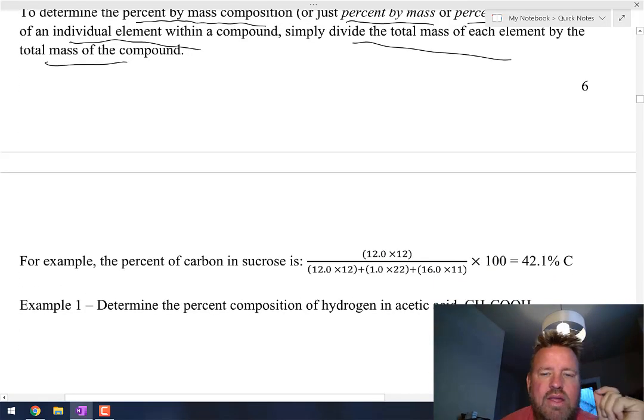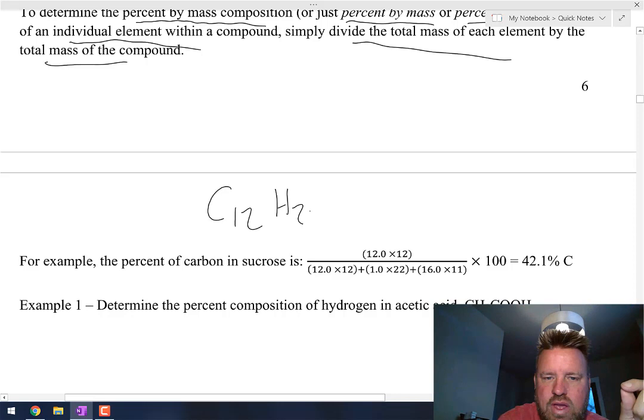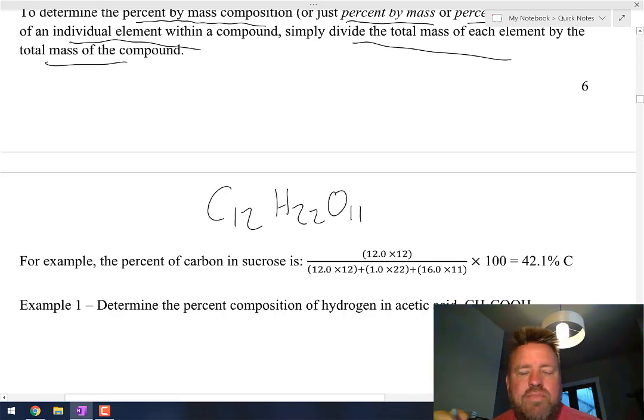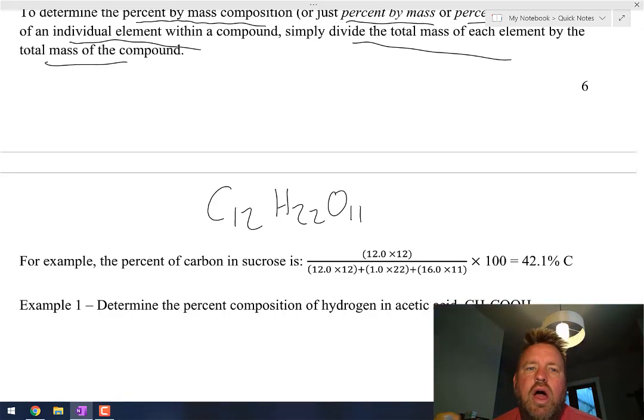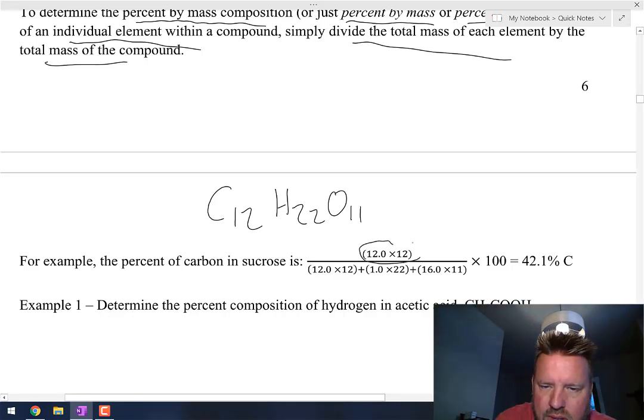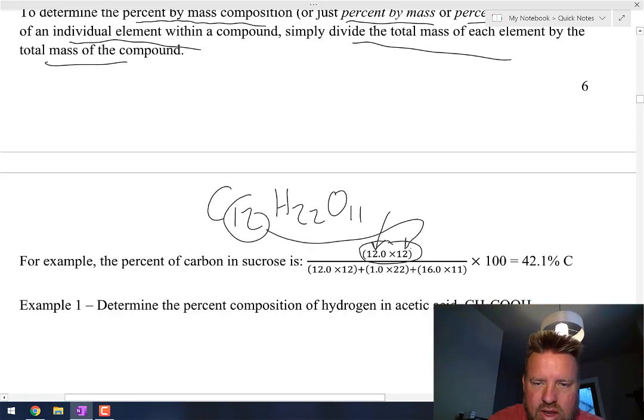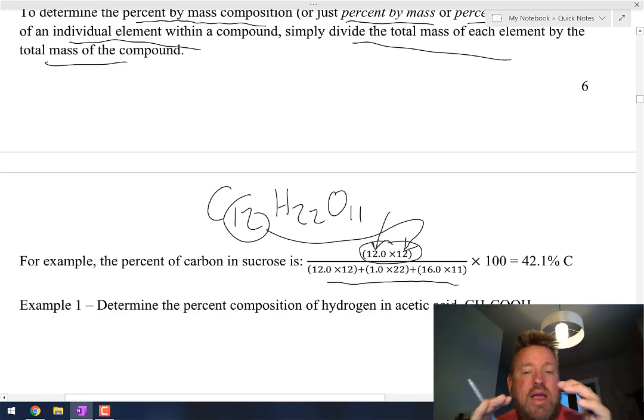So it looks something like this. If we were doing this for sucrose, remember the chemical formula of sucrose, C12H22O11. If we say, what's the percent composition of carbon in sucrose? Well, notice here on the top that we take the mass of carbon, which is from the periodic table. The molar mass of carbon is 12, and since there are 12, this 12 right here is the number that goes right here. And then on the bottom, and you don't have to show all of this, I'm just showing it for you the first time, we get the mass of the entire molecule.